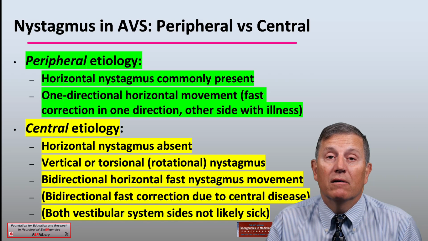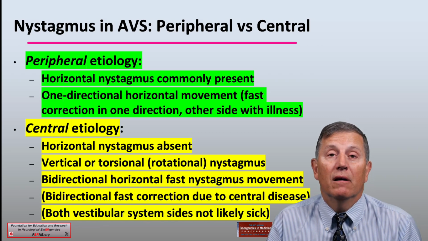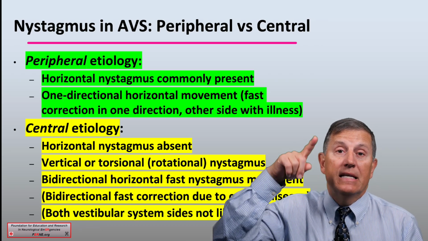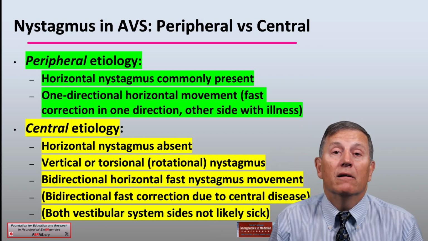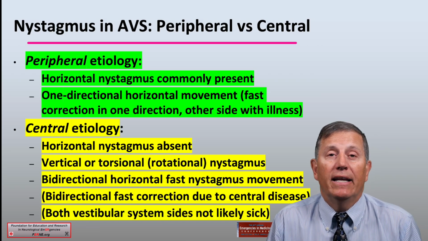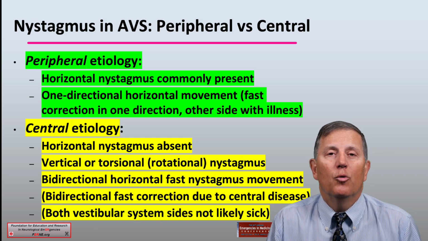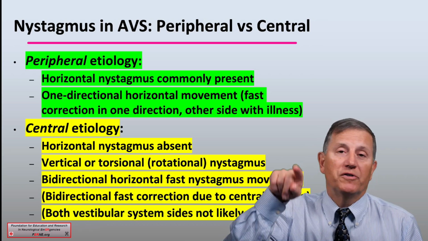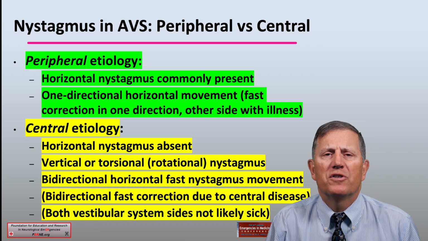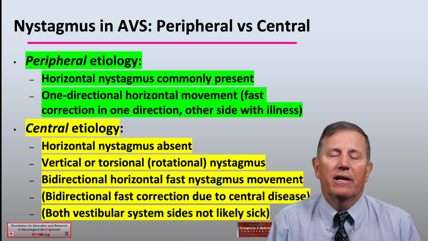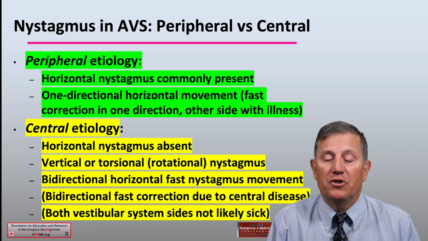Other findings regarding nystagmus that are consistent with the central etiology include the following: vertical nystagmus. Nystagmus vertically is not normal, is not to be considered a normal finding in acute vestibular patients who present with vertigo. Torsional or rotational nystagmus, which sometimes we observe in patients who take PCP, for example, is another example of central etiology in nystagmus.